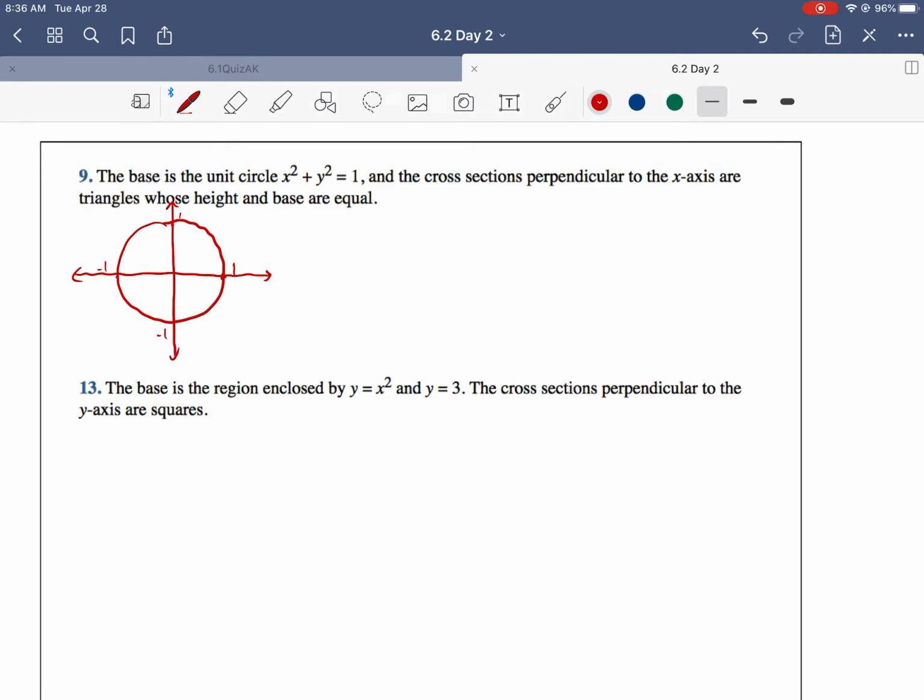And we have triangles, perpendicular to x, parallel to y, vertical, where the height and the base are the same. So if I slice and I get a triangle out of there, this and this are the same, anywhere along there. So that's a y equals equation, because it's vertical. So I take x squared plus y squared equals 1, and I solve for y.